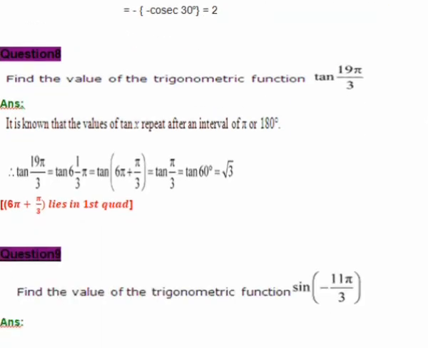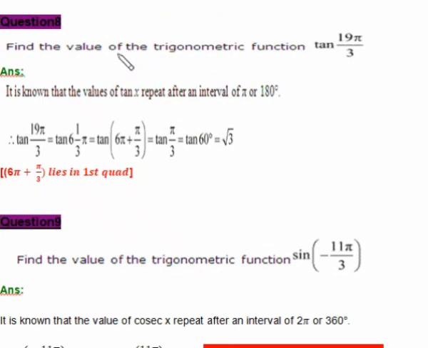Now see the next question based on radian form. Find the value of the trigonometric function tan 19 pi upon 3. Now 19 pi upon 3 we divide as 6 pi plus pi by 3. 6 pi is also a multiple of 2 pi. So 2 pi plus theta always lies in the first quadrant. Now 2 pi plus x gives tan pi by 3. The value of it is root 3.